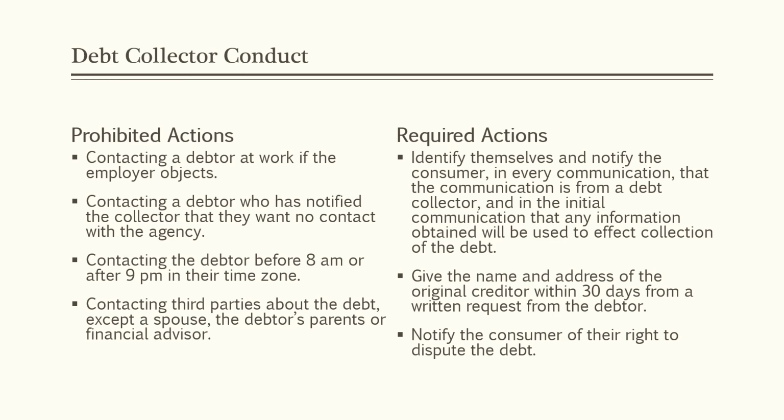So what are some of the things that they're required to do? Well, they have to identify themselves and notify the consumer in every communication that the communication is from a debt collector, and in the initial communication that any information obtained will be used to effect collection of the debt. This is the mini Miranda warning. They must also give the name and address of the original creditor within 30 days from a written request from the debtor, and they must notify the consumer of their right to dispute the debt.